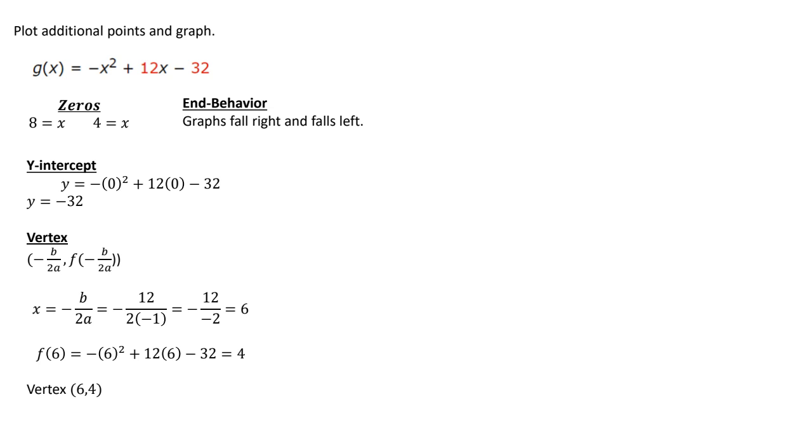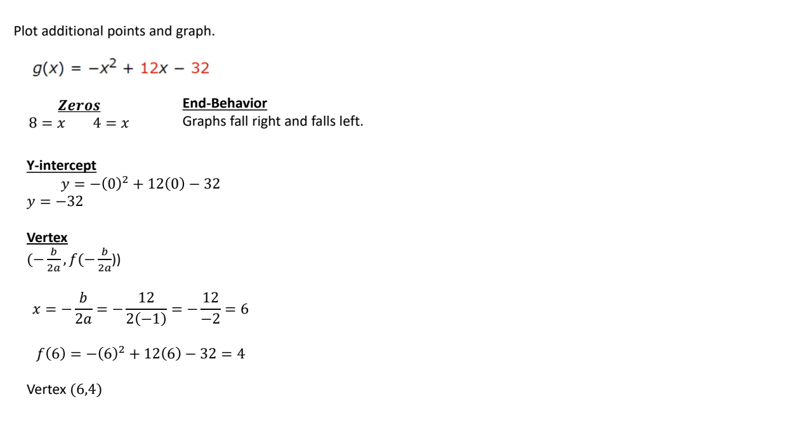Okay, so again, here, my b is 12, my a is 1. So when I multiply this, I get my x value for the vertex is 6. Plug that value back into the function. Everywhere you see x, you plug it in and you'll end up with 4. So the vertex of this parabola is 6, 4.